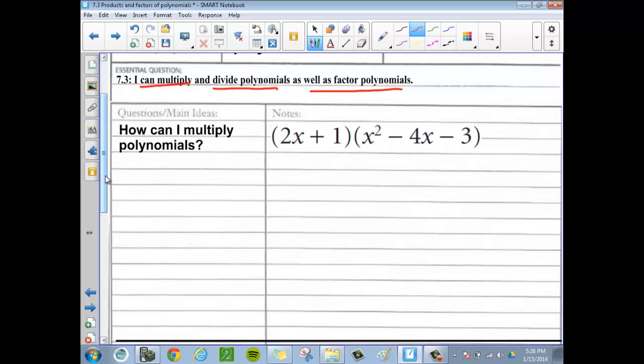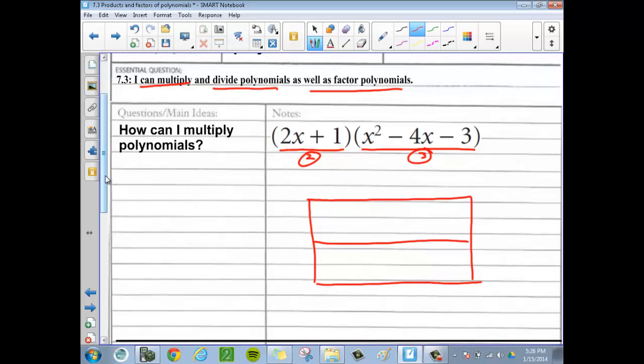You multiplied binomials before. In this situation, we have a binomial here which has 2 terms, and we have a trinomial here which has 3 terms. And before, what you would have made is a 2 by 2 box with 2 binomials. But this situation is not a 2 by 2 box, it's a 2 by 3 box. So let's make our box be 2 by 3. We'll set it up like this. And then 3, there we go.